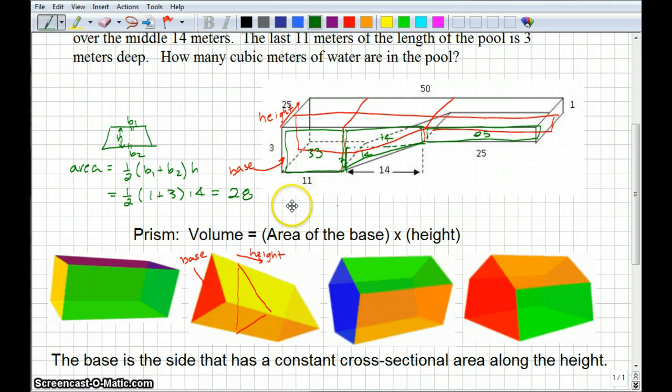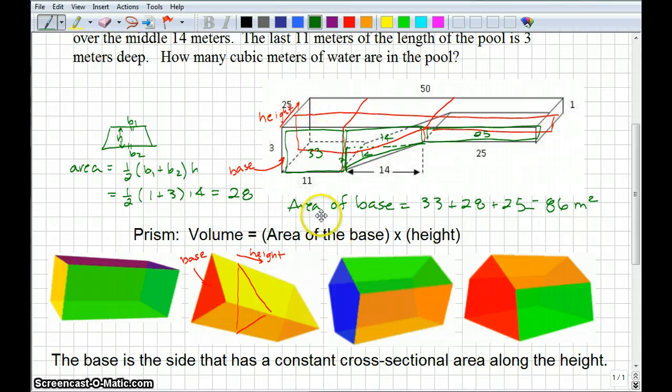So the area of the base is equal to 33 plus 28 plus 25. Okay? And if you add that up, we get 86 square meters. So that's the area of the base. And then to get the volume, we just multiply by the height, which is the width of the pool.